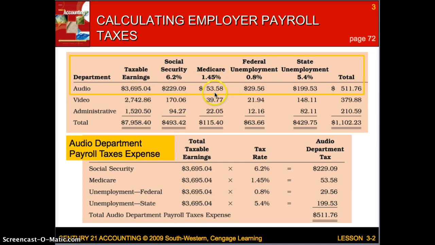Once we have all of those numbers in, we will add those up to get the total for our employer payroll taxes. We'll do that then for video and for administrative, and then we'll add all those up this way. For Social Security and Medicare, we've gone ahead and put them this way as well so that we can get the total audio department payroll tax expense. Then we can do the same thing for video and administrative.